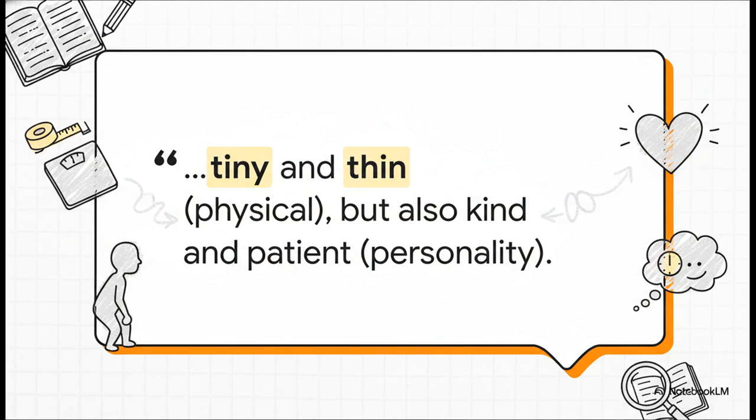And here's the key. A really good description uses both. For example, you could say a grandmother is tiny and thin. Okay, that's physical. But if you also say she's kind and patient, now you're talking about her personality. You're giving the reader the whole picture, not just what she looks like, but who she is.